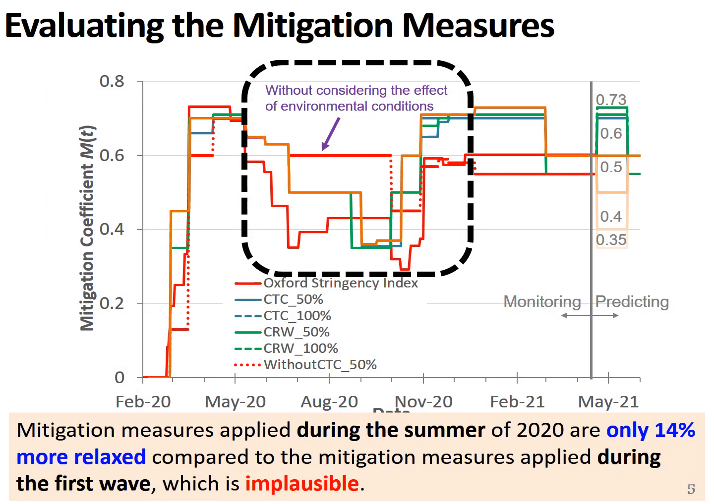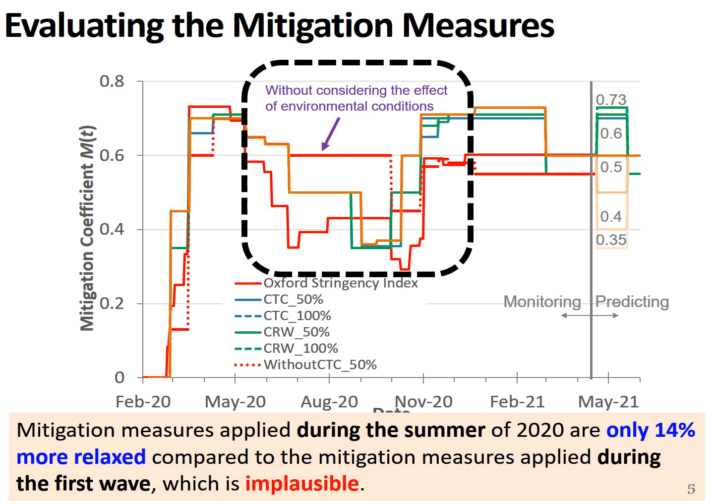In this figure, we evaluate the strength of the mitigation measures applied in Switzerland. In this highlighted area, you can see the plot that shows the strength of the mitigation measures without considering the effect of environmental conditions. And we can see that during the summer of 2020, these mitigation measures are only 14% more relaxed compared to the mitigation measures applied during the first wave, which is implausible as the mitigation measures applied during the first wave were extremely strict, such as closure of schools, restaurants, and borders.